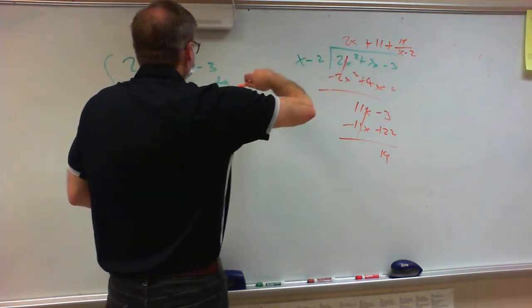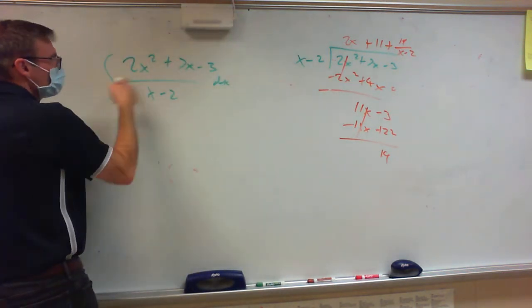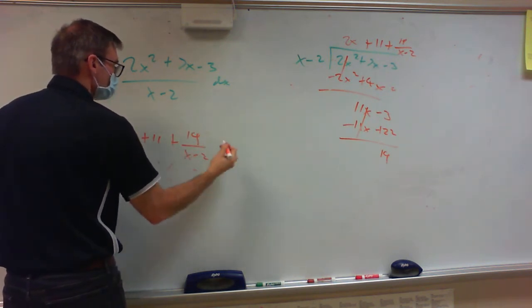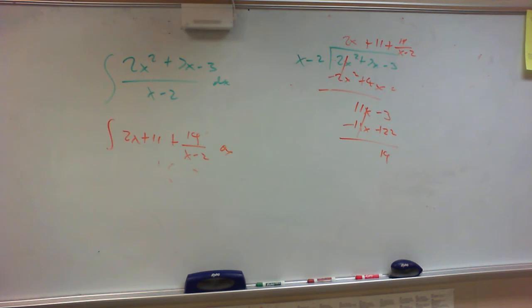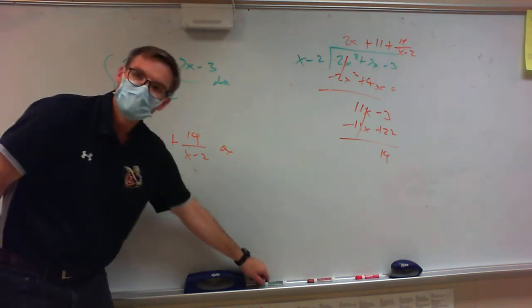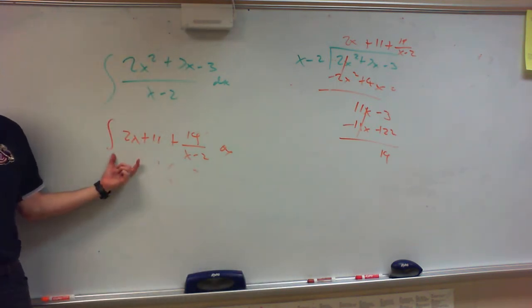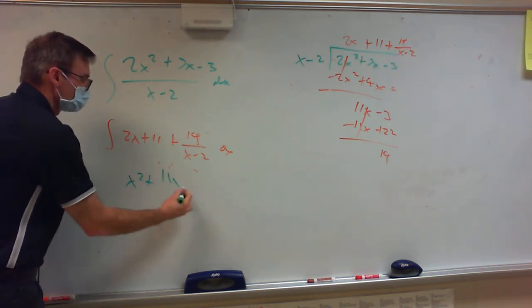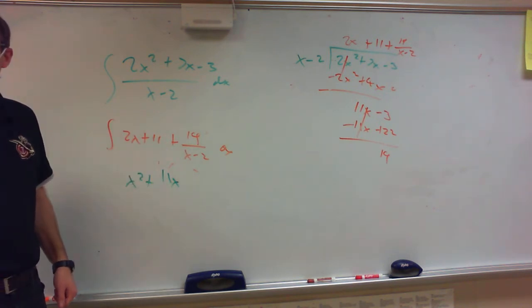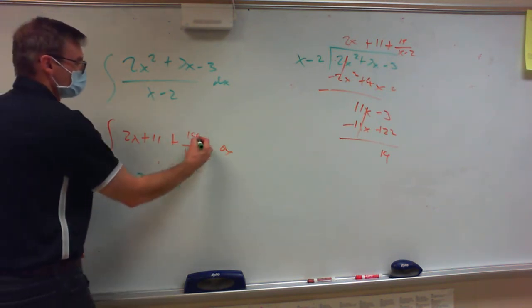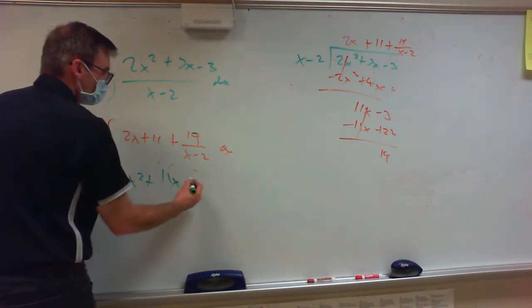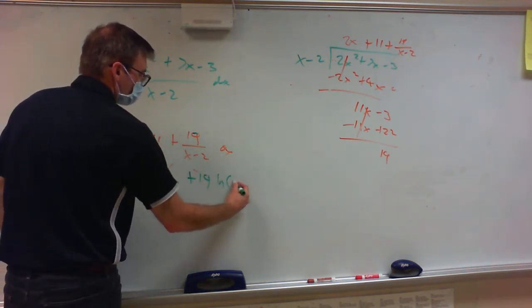Okay. So then what we've done is this now becomes the integral of 2x plus 11 plus 19 over x minus 2. And now the question is, can you take the integral of this? Like, what's the integral of 2x? X squared. What's the integral of 11? 11x. And what's the integral of this? That's a 19, sorry. It's 19 natural log of x minus 2. So this is going to be plus 19 natural log of x minus 2.